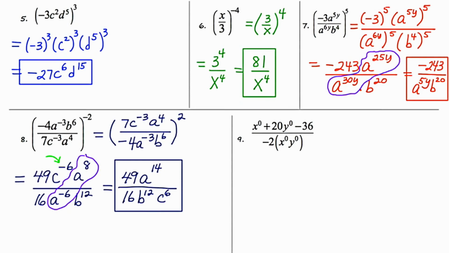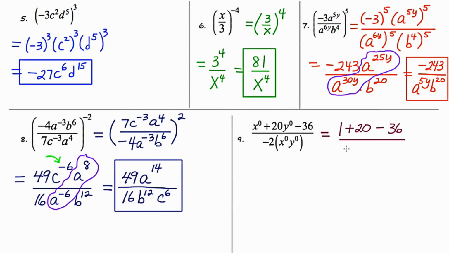Let's go to the last problem, number 9. Well, it's actually the last problem on this slide. There's one more after this. So here, what jumps out to me are all these powers of 0. Anything to the power of 0 is 1. So we've got x to the 0, which is just going to be 1. We've got y to the 0, which is also 1, but that's being multiplied by 20, minus 36.